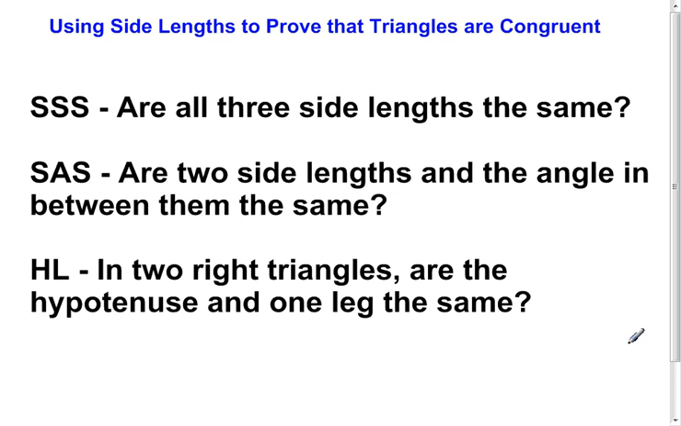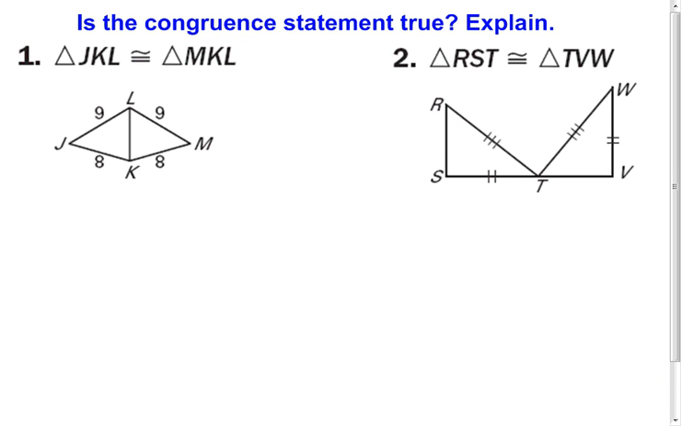Alright, so to summarize that, side-side-side: are all 3 side lengths the same in both triangles. Side-angle-side: are 2 side lengths and the angle in between them the same. Remember, that comes from the hinge theorem. We already learned that. It's just saying if those 2 sides are the same and the angles between them are the same, then the other side has to be the same. And then the last one we have is hypotenuse leg. So in the 2 right triangles, the hypotenuse and one leg must be the same. Alright, I'll do 1 or 2 examples with you.